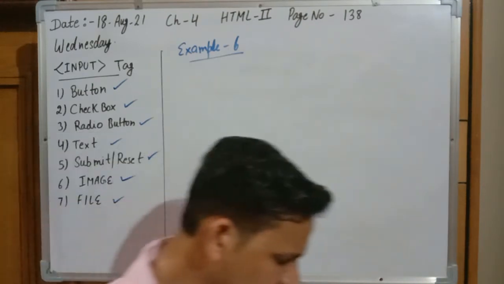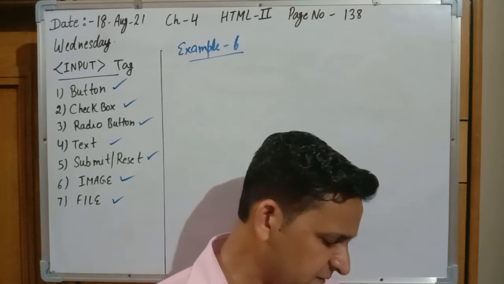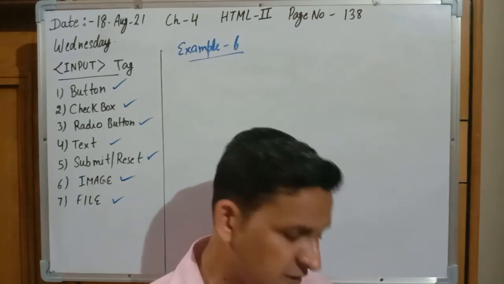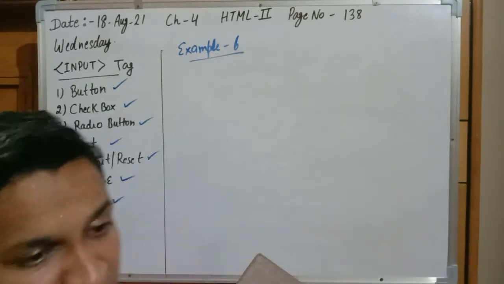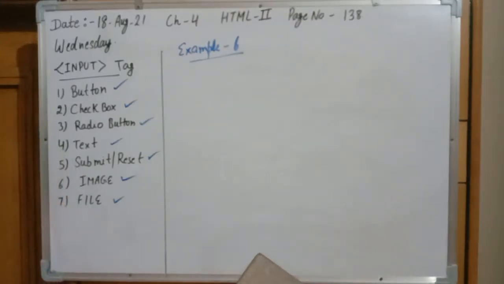So let you see now. First of all, form tag will be closed, then body tag is closed, and then HTML is closed. It is the syntax to use the input by using the button type. It means it helps to create a button within an HTML form.